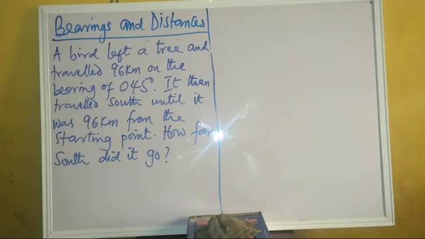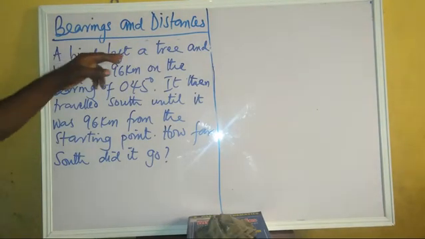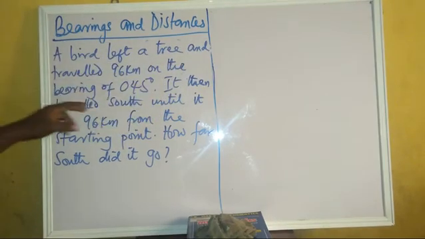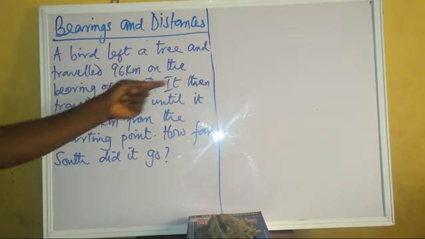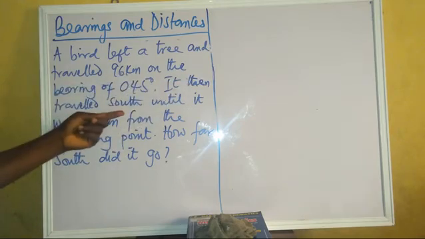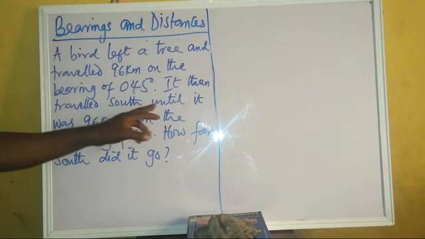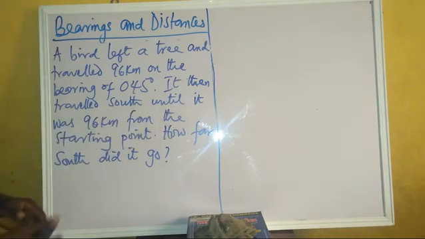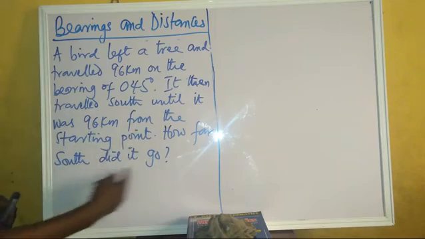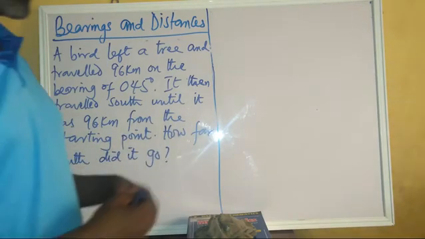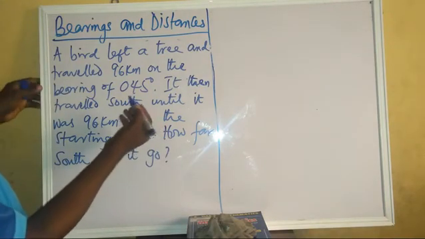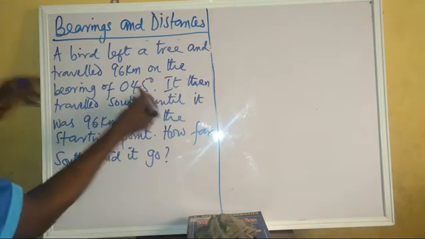Now, look at this example. A bird left a tree and traveled 96 kilometers on the bearing of 045 degrees. It then traveled south, that is on the south line, until it was 96 kilometers from the starting point. How far south did it go? Let's draw the diagram together, starting with where the bird started from, on a bearing of 45.